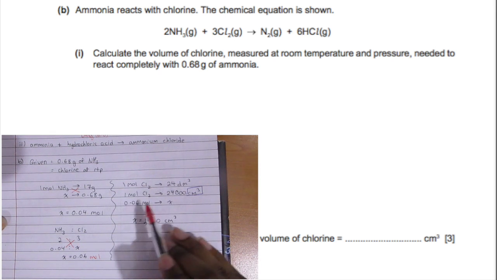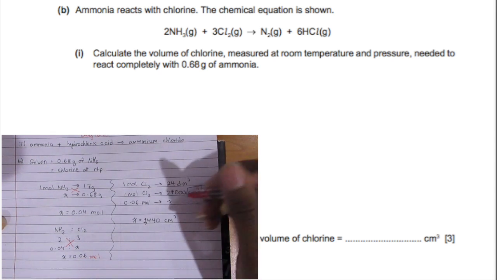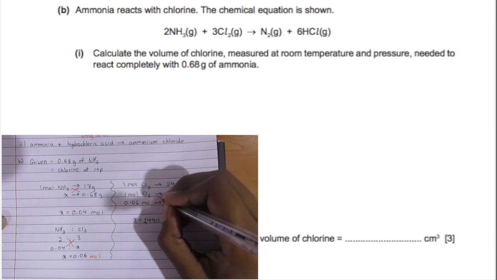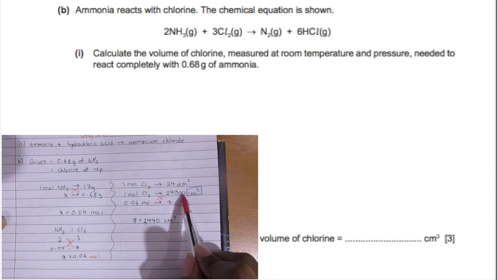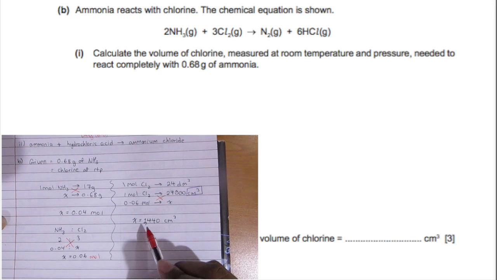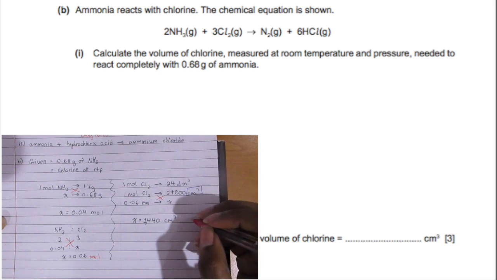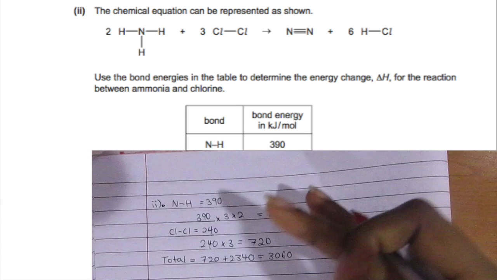But if you've noticed in the question, they're asking for centimeters cubed this time and not decimeters cubed. So you're going to multiply it by 1,000. So 1 mole of chlorine gives you 24,000 centimeters cubed. 0.06 moles gives you how much? We don't know. We're going to cross multiply again, and X will equal 1440 centimeters cubed.